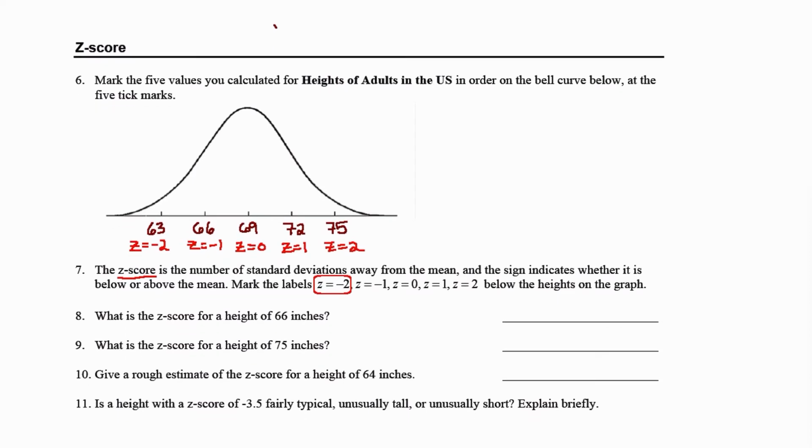Once we have labeled this curve, we can find z-scores just by looking at the graph. So for 66 inches, we can see right here that that is a z-score of -1. For 75 inches, we can see that that would be a z-score of +2.